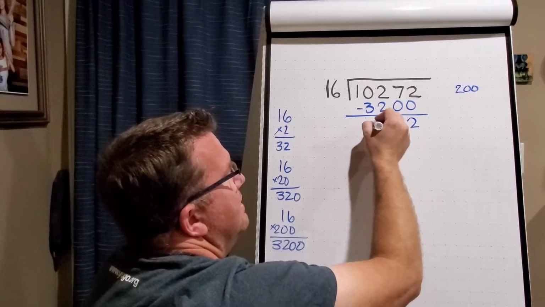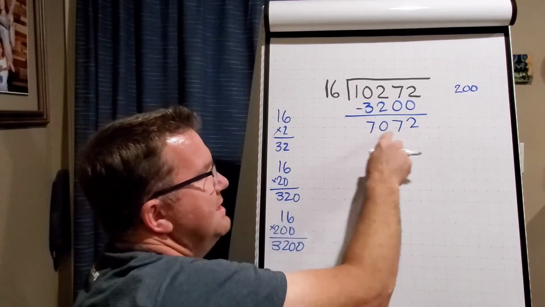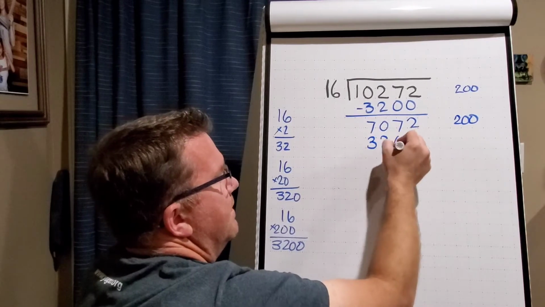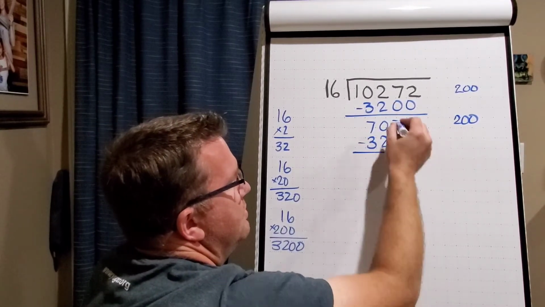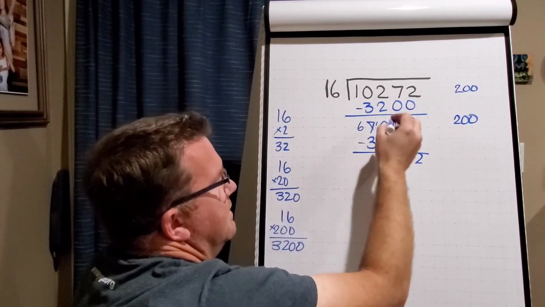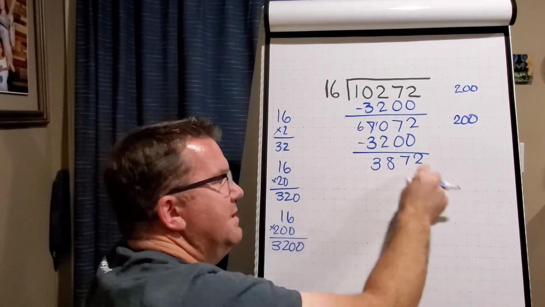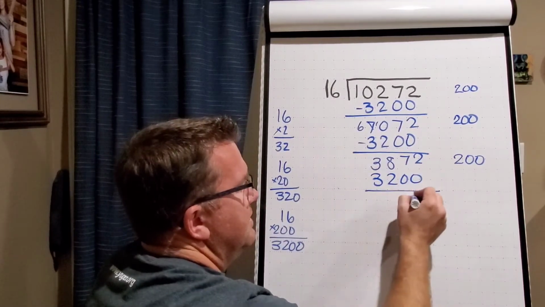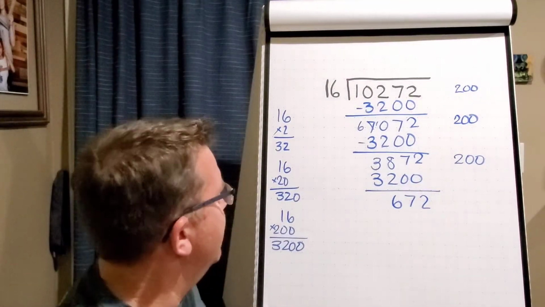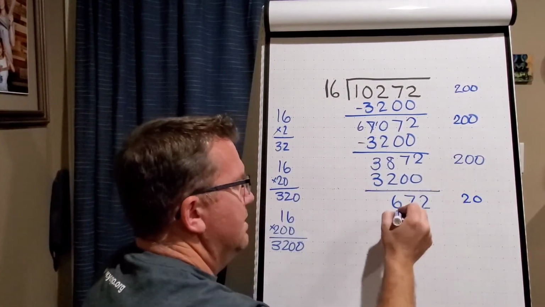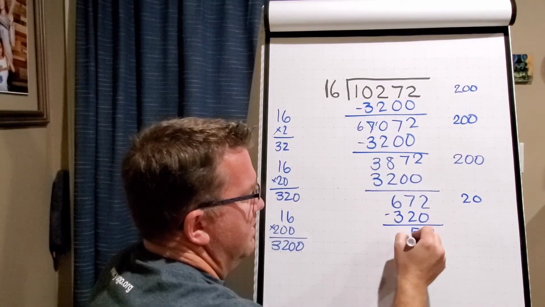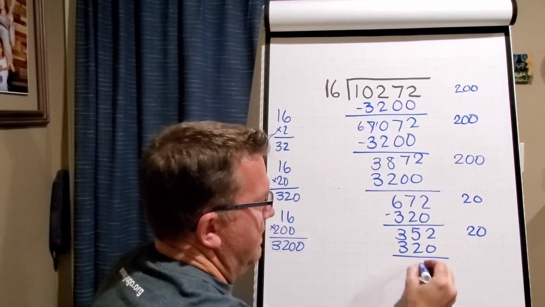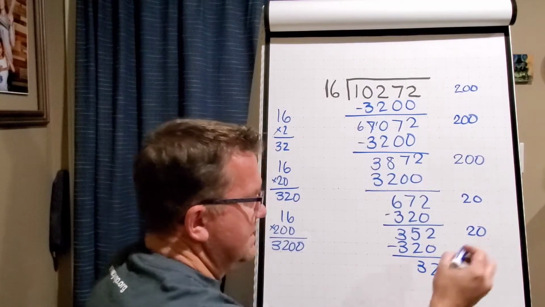And I might say, well, 3,200 is still less than 7,072, so I can take out another 200. And I subtract. And I might say, I have another 3,200 in here. And I have 276. Well, I can't take 200 of them out anymore, but I can take 20. 320. And then I can take another 20 out. And finally, I can take 2 more 16s out.